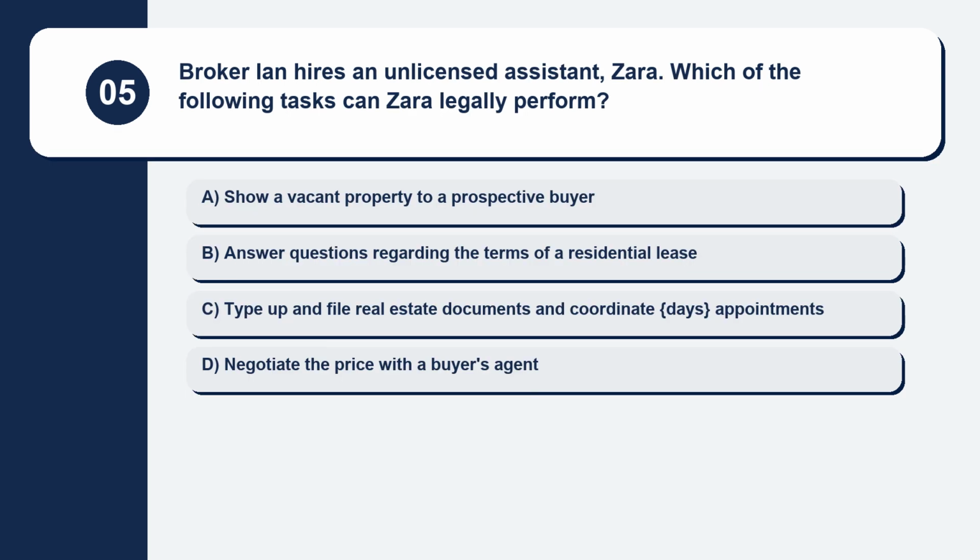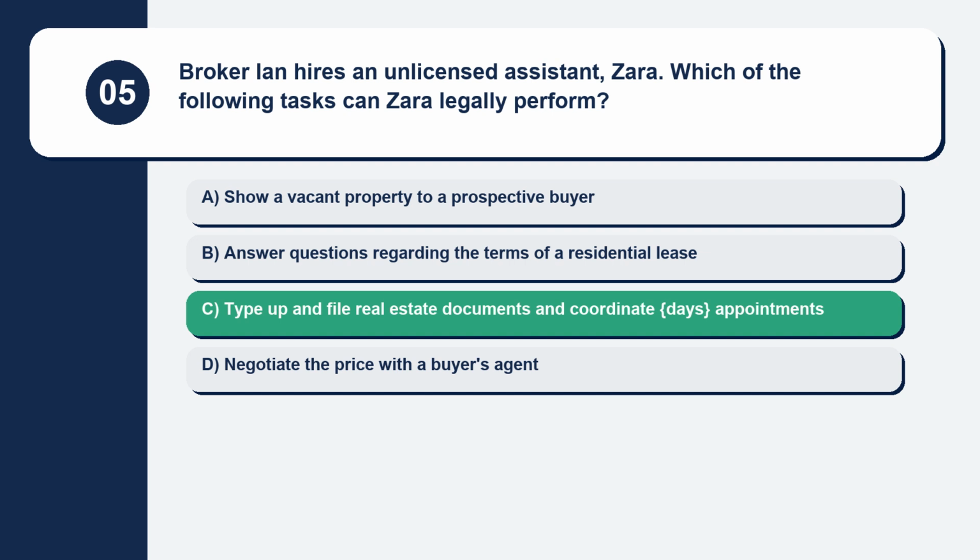Question 5. Broker Ian hires an unlicensed assistant, Zara. Which of the following tasks can Zara legally perform? Here are your options. Option A, show a vacant property to a prospective buyer. Option B, answer questions regarding the terms of a residential lease. Option C, type up and file real estate documents and coordinate days appointments. Option D, negotiate the price with a buyer's agent. The correct answer is option C, type up and file real estate documents and coordinate days appointments.